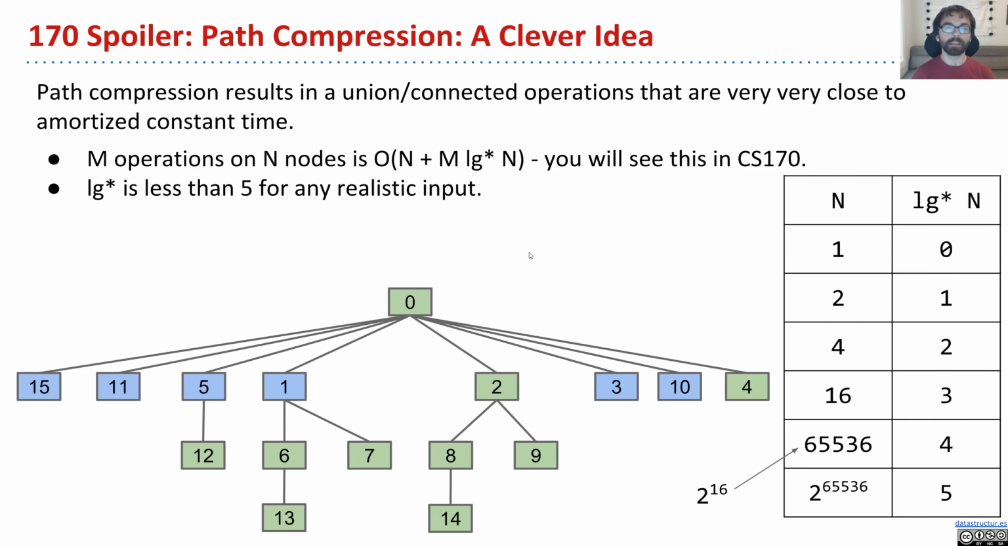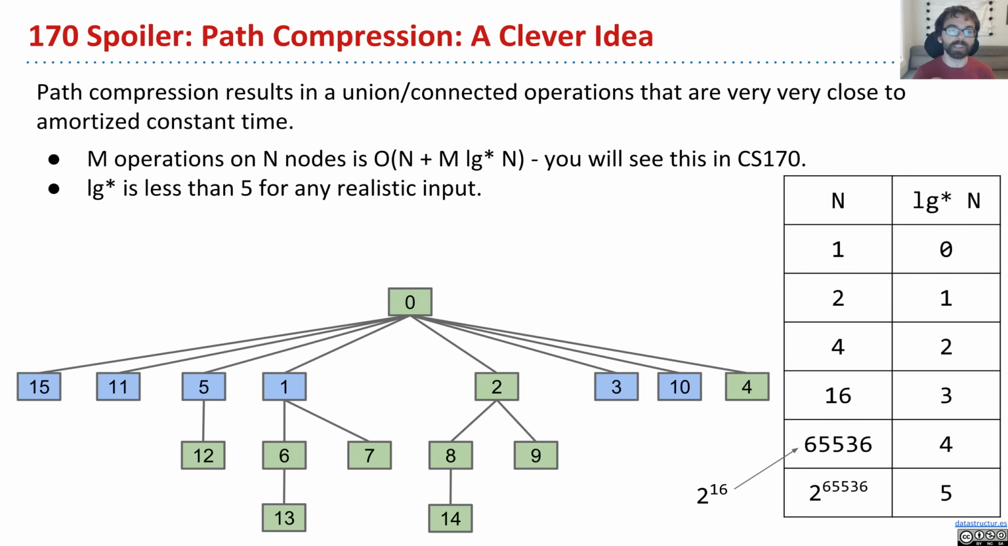Now this approach results in operations that are very, very close to amortized constant time. Here, amortized is a word that is used to mean average. On average, the first few operations are going to be expensive because the tree might be up to log height. I mean, that's not that expensive, but they'll be log expensive.